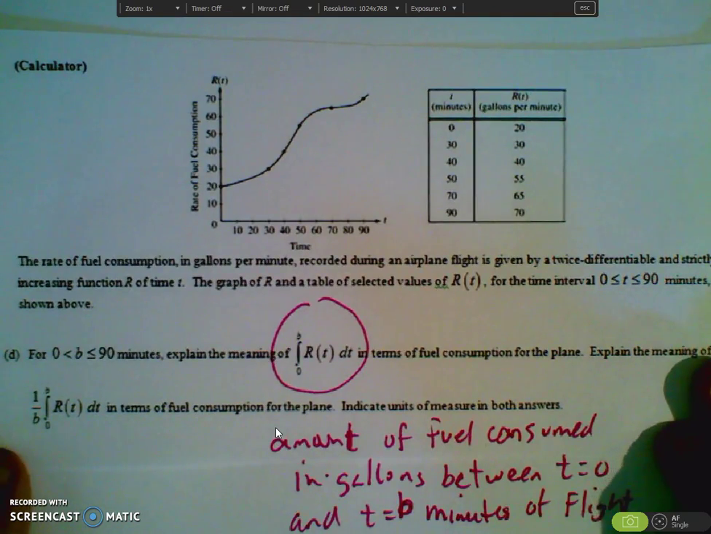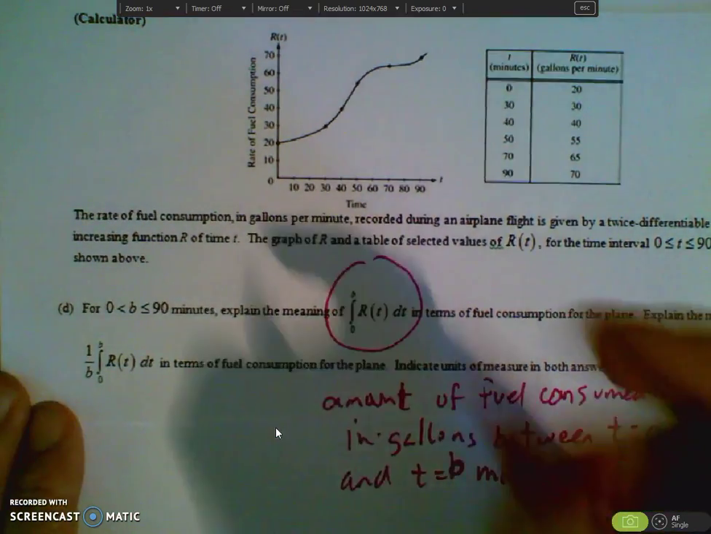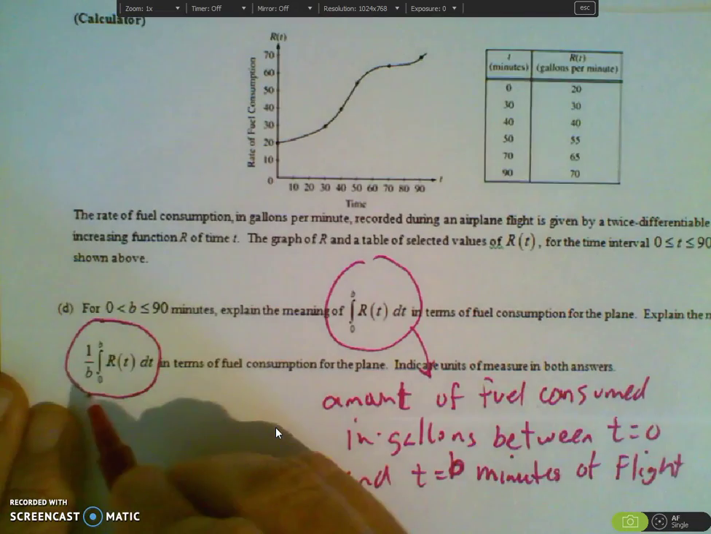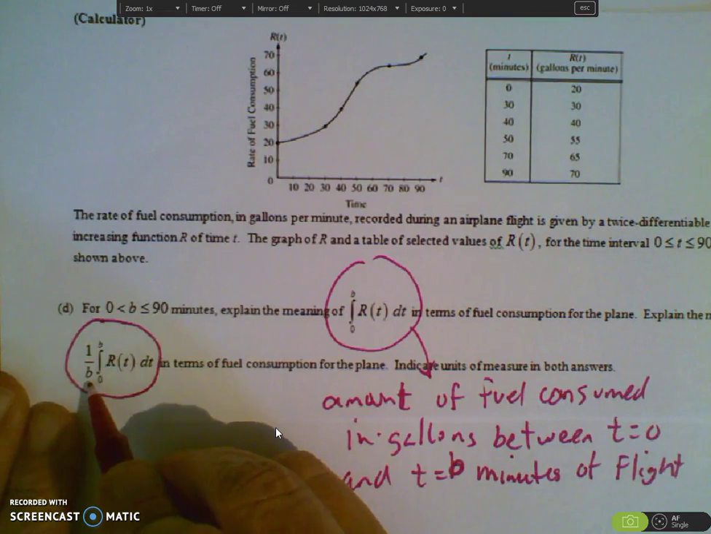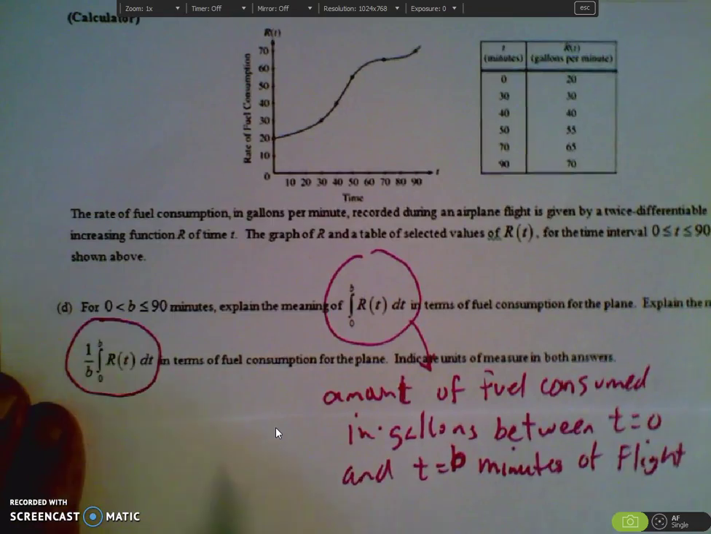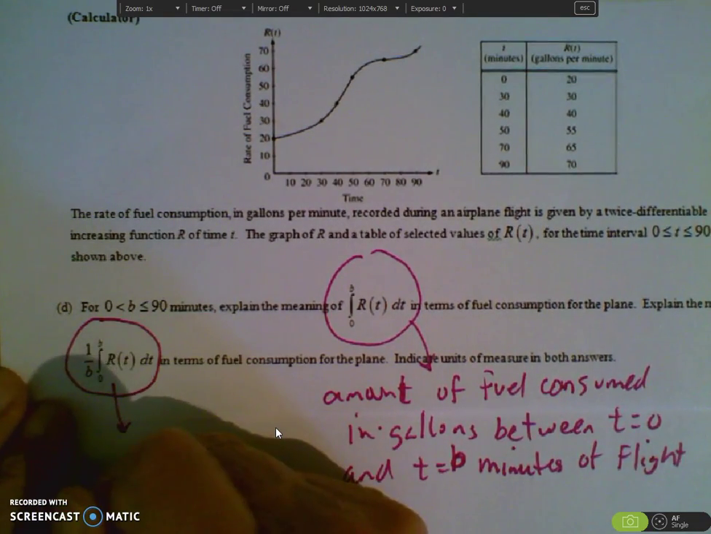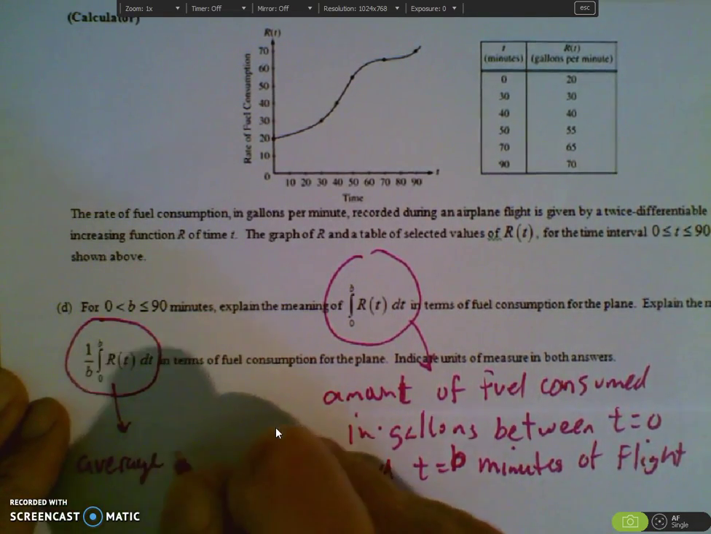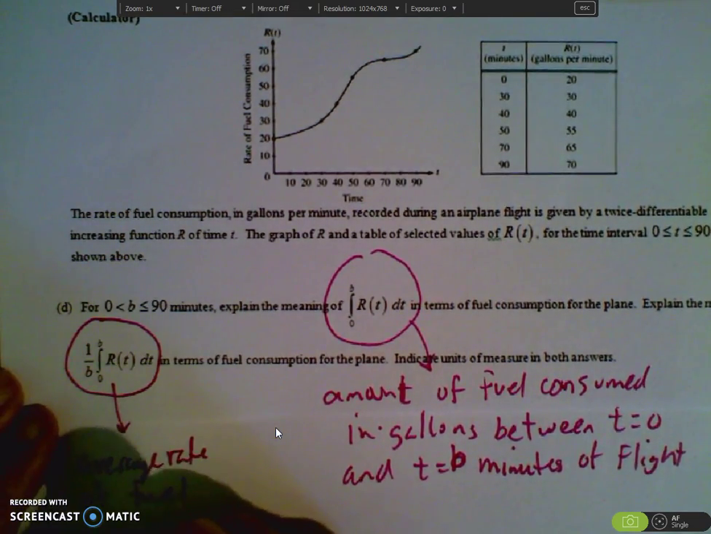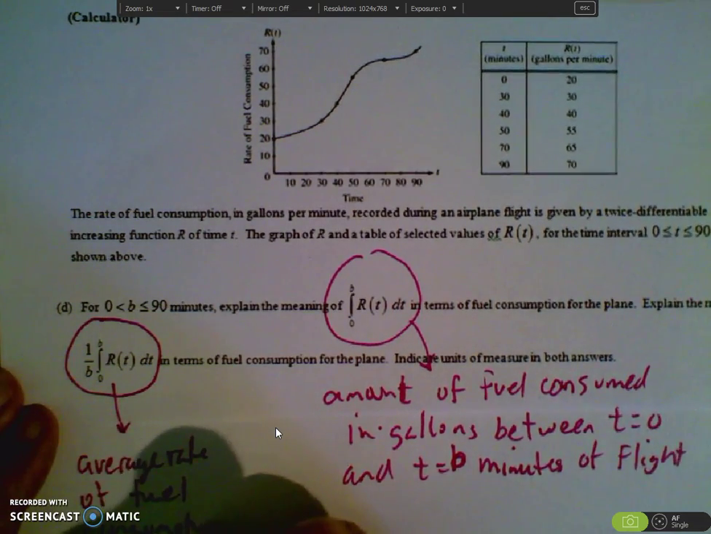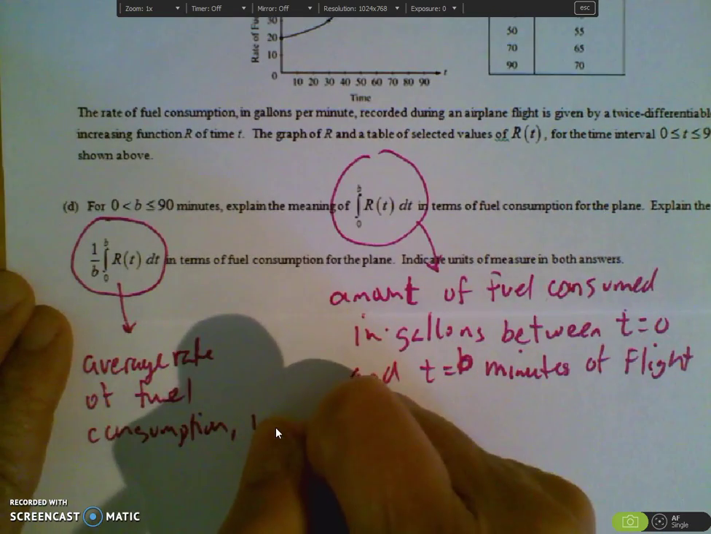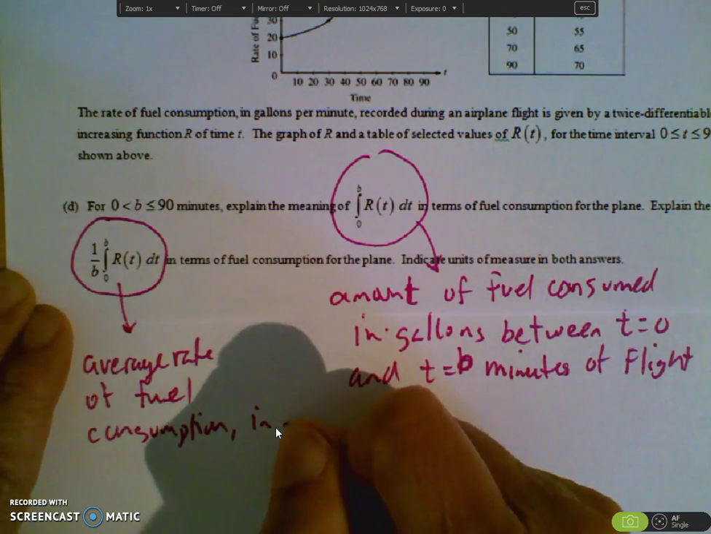Then I have another definite integral that I'll need to interpret. This one here is a little bit trickier because a lot of people don't notice this coefficient. I recognize this, though, as being an average value integral. And so this integral represents the average rate of fuel consumption. And notice it's a rate, and so the units would be in gallons per minute.